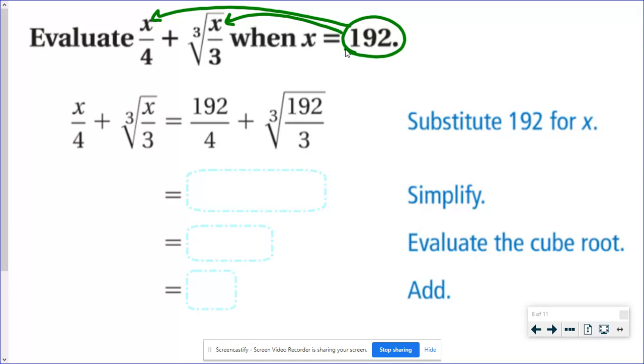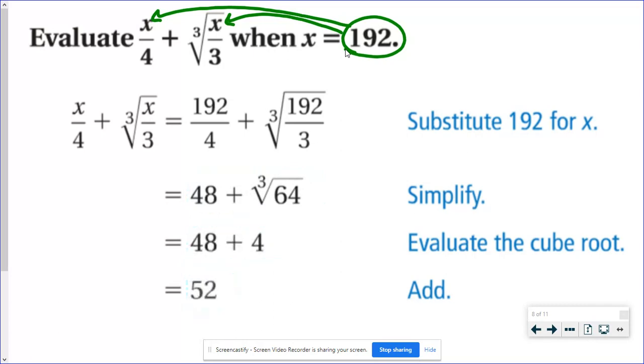192 divided by 4, this is going to be 48 for the first part, and I'll show you that in a second. The cube root of 192 over 3. Now, 192 is not a perfect cube. 3 is not a perfect cube. But if I would simplify that fraction, 192 divided by 3, that gives me 64 in the cube root. And the cube root of 64 is just 4. So 48 plus 4 is 52.